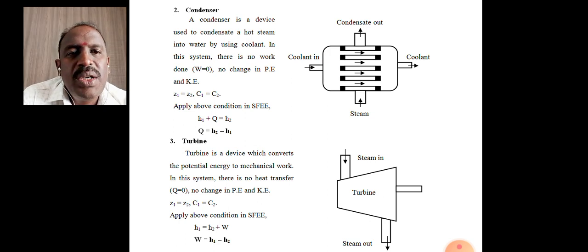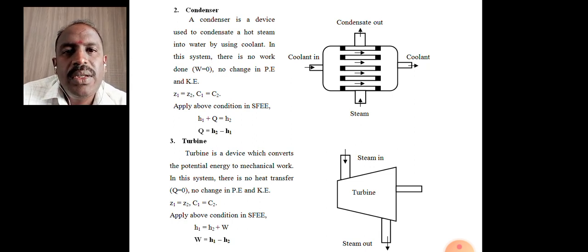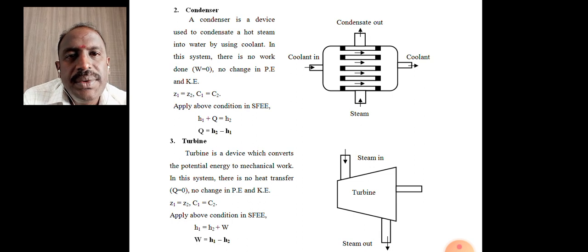So the formula for the steady flow energy equation of the condenser is H1 plus Q equals H2, so that Q equals H2 minus H1. In this case, your Q value will become a negative value.